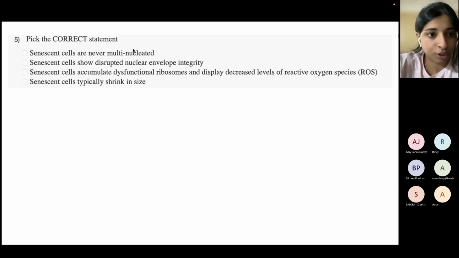So the next question was, pick the correct statement. Senescent cells are never multinucleated. Senescent cells show disrupted nuclear integrity. Senescent cells accumulate dysfunctional ribosomes and display decreased levels of ROS. Senescent cells typically shrink in size.